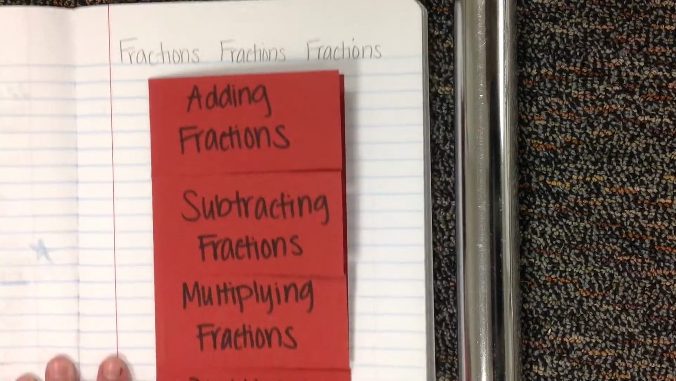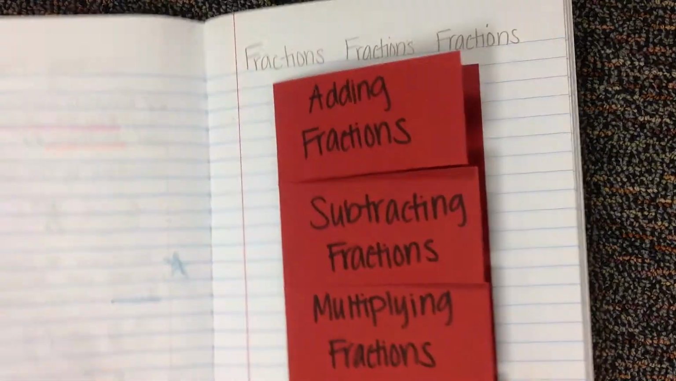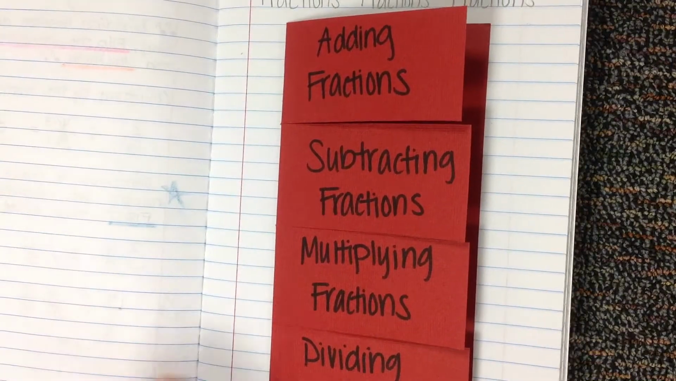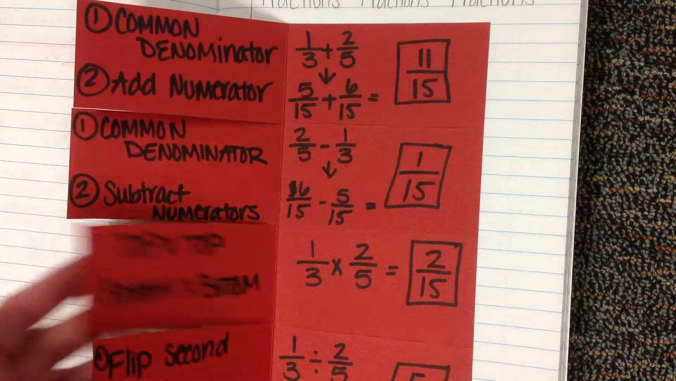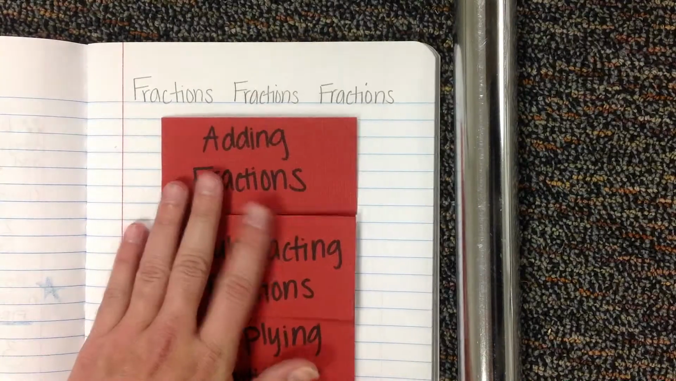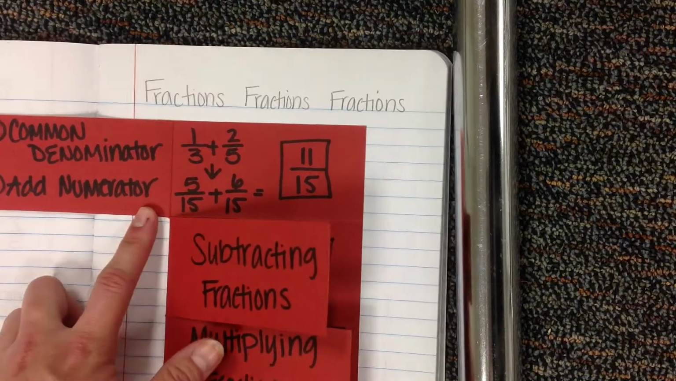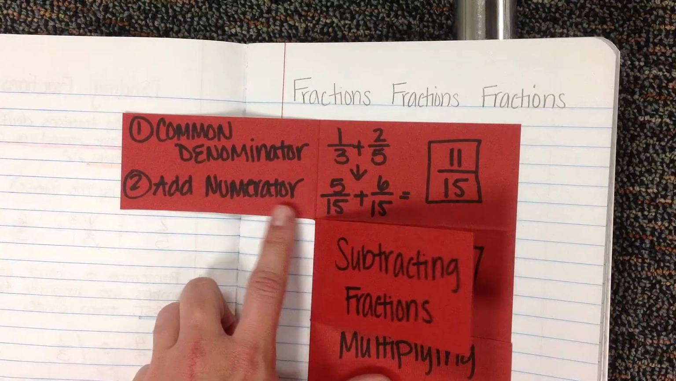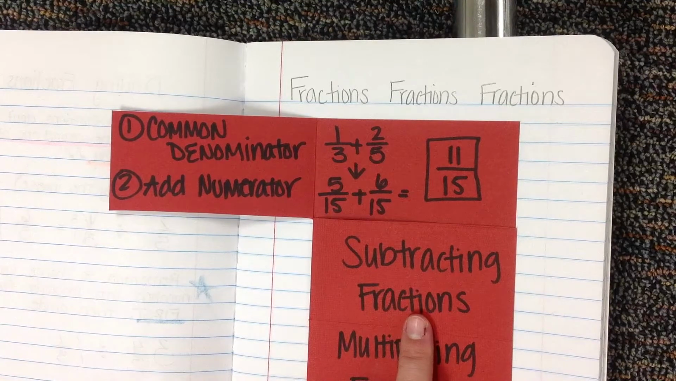If you want to copy exactly what I have, I took a square sheet of paper, a little bit smaller than a regular size sheet, and I folded it in half and cut slits into it, so that they open one at a time. And then I made little pockets. So for adding fractions, when I open it up, over on the left side, it has my steps for adding fractions, and then I made an example for myself. If you want to copy what I did, you can pause now and do that.